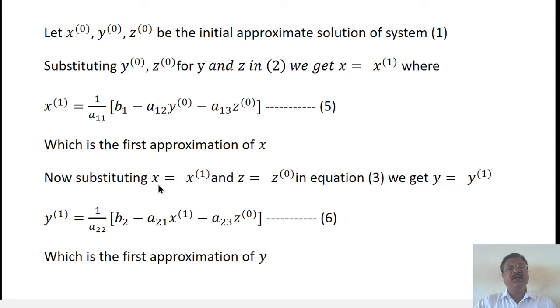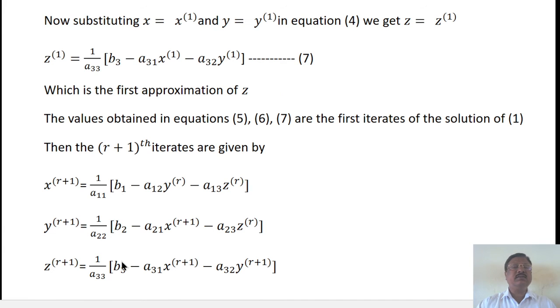Now substituting x equal to x raised to 1, which is the most recent value we got, and z equal to z raised to 0 in equation 3, that will give you the first approximate value for y, which is y raised to 1. So y raised to 1 is equal to 1 upon a22 times (b2 minus a21 x raised to 1 minus a23 z raised to 0), and it is the first approximation of y. Mark it as equation 6.